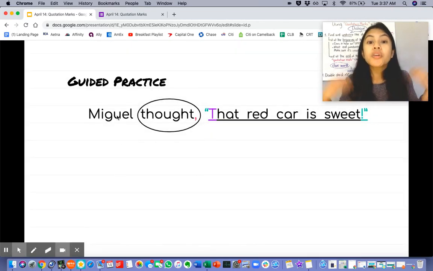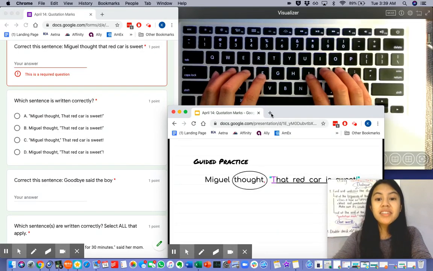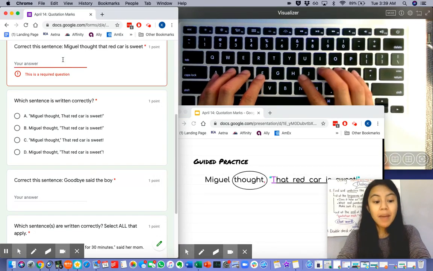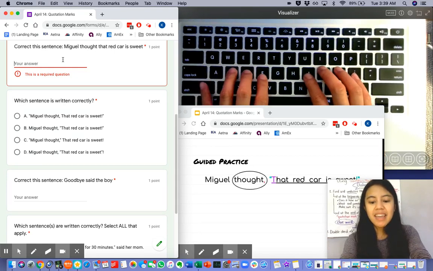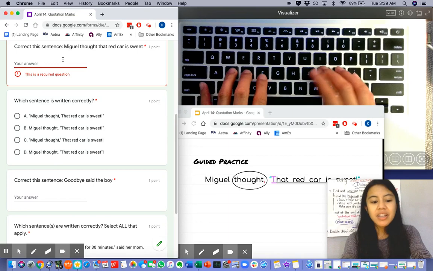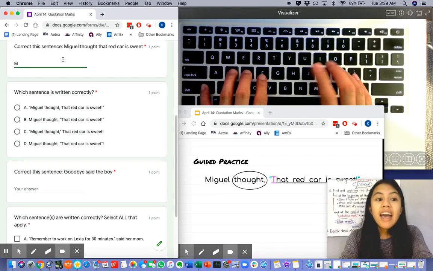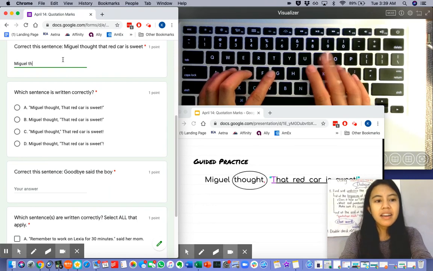We are going to be practicing typing this sentence. Let's go to our Google form. Scholars, in order to type in our correct answer, to make a capital letter, I know that I hold the key Shift with my pinky and then my letter. So Shift M to make a capital letter. Then I'm going to type Miguel thought.